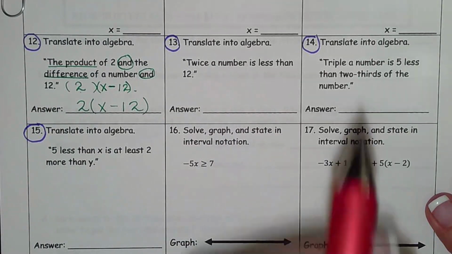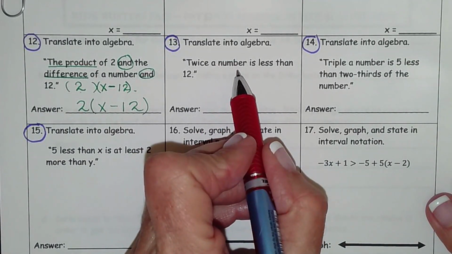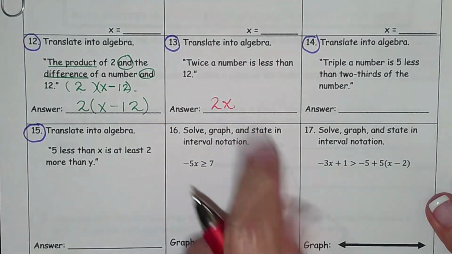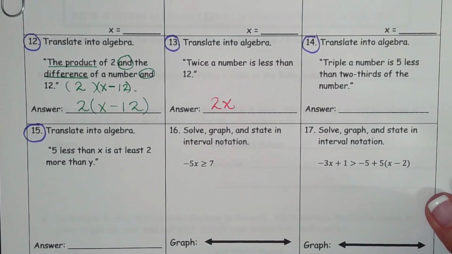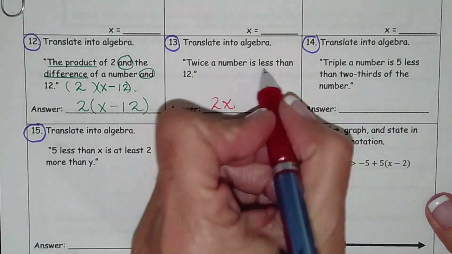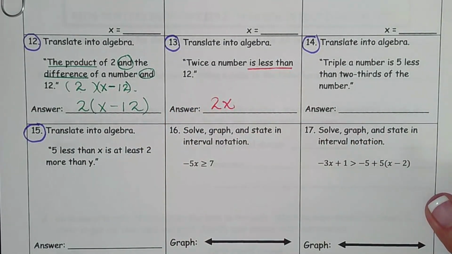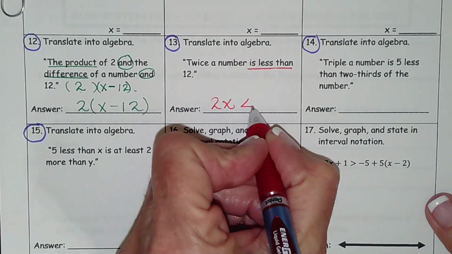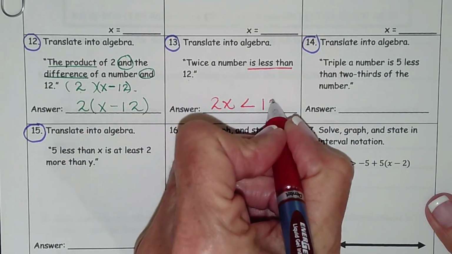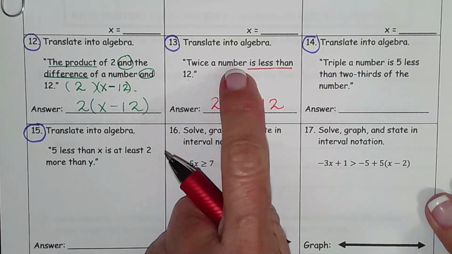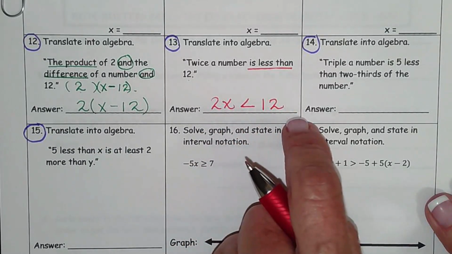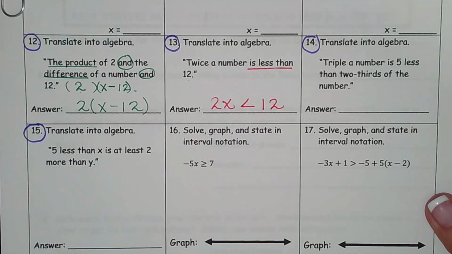Number 13, twice a number. So we can do 2x, or you can put a times sign in, 2 times x. That's what twice means, 2 times something. Is less than, there's that key phrase that we learned means an inequality. Nothing can be in between any of those words. So is less than, put a less than symbol, 12. So that's a nice easy one. So twice a number, 2 times a number, is less than, and then 12.